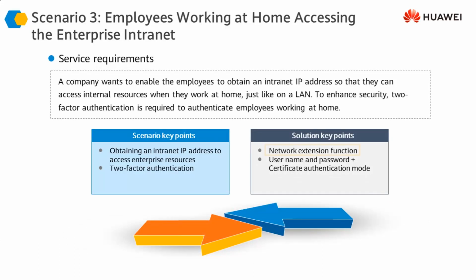In the third scenario, this is a typical network extension function in which we enable the client to have a VNIC configured, and then to obtain an IP address of the local area network within the intranet or within our data center. So the client can actually access his resources as if it is connected to the local area network in the enterprise network.